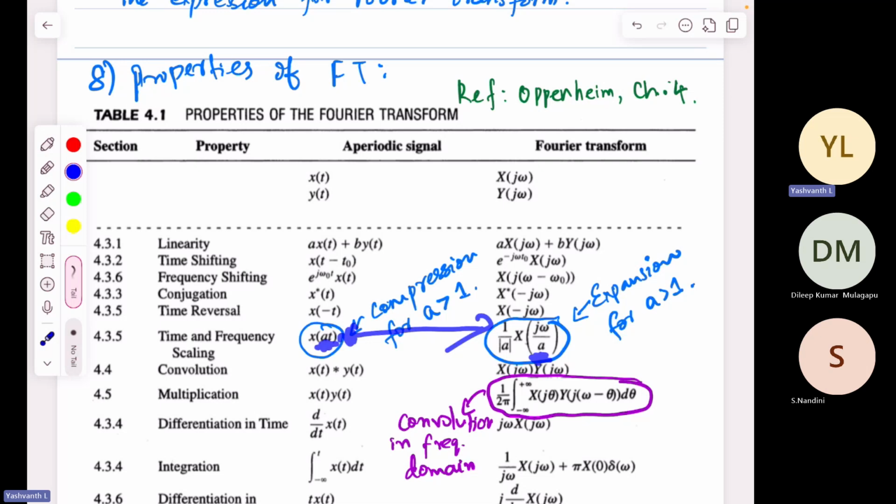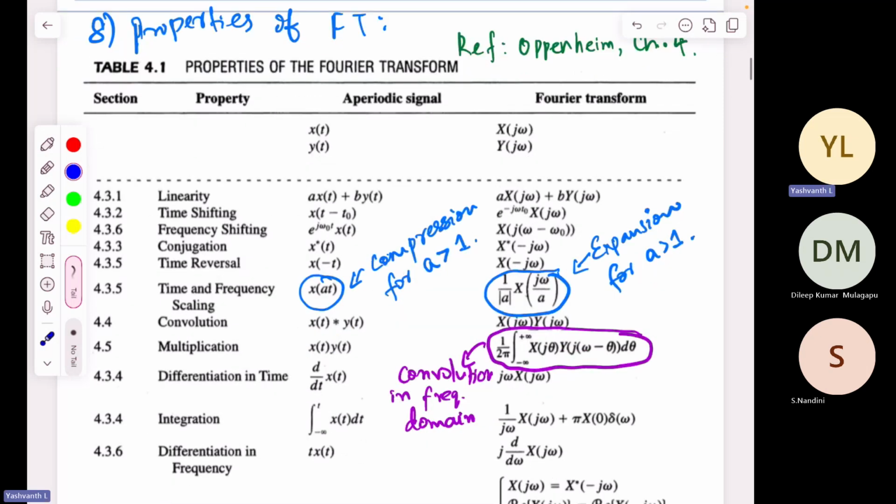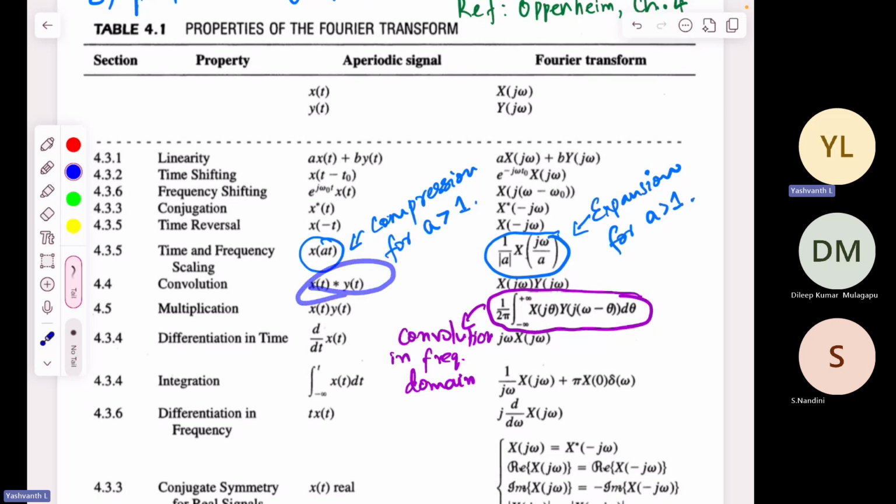Similarly, if I divide by a in the time domain, I will multiply by a in the frequency domain. Okay. Next is the convolution property. The convolution property states that if I convolve two signals x of t and y of t in the time domain, their corresponding Fourier transforms will just get multiplied. Same as the Laplace transform, right? There also we said that the convolution of two signals will have its Laplace transforms getting multiplied.